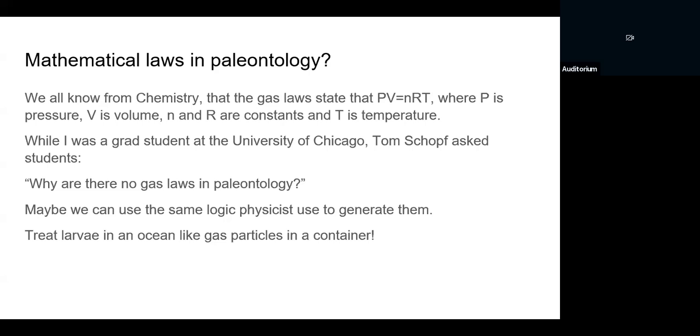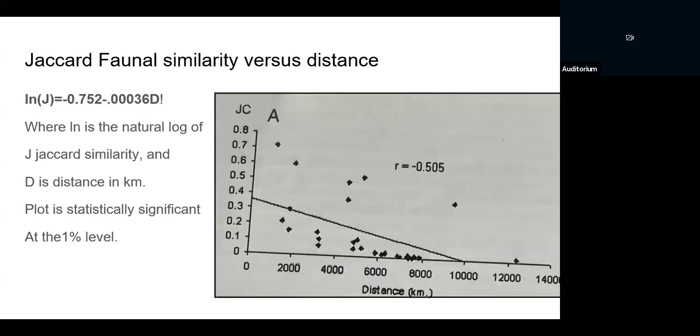Use the same sort of methodology as physicists use and see if we can come up with some kind of mathematical relationships. And Dr. Schopf was absolutely correct. There are mathematical laws that relate faunal similarity to distance. It sort of makes sense, right? If I've got two areas here and they're close together where waves and currents can mix the larvae, they're going to be the same, right? And if I separate them, what's going to happen is the larvae are going to eventually settle out. So the species are going to be different. So it's common sense that they're going to be different.